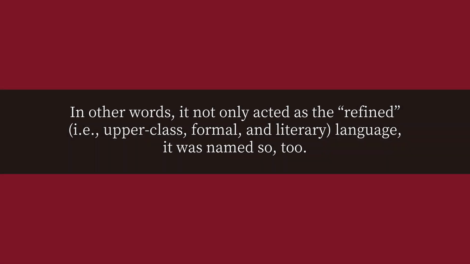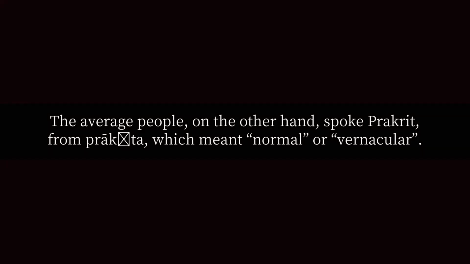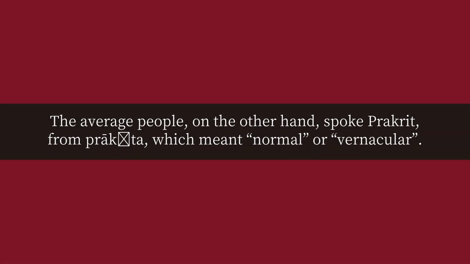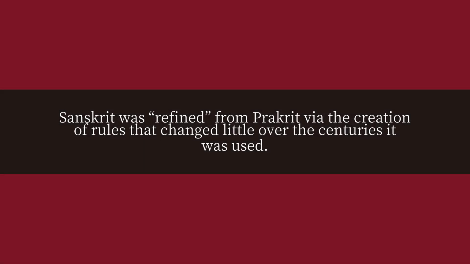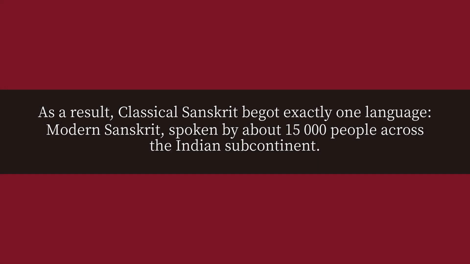In other words, it not only acted as the refined, i.e., upper class, formal, and literary language, it was named so, too. The average people, on the other hand, spoke Prakrit, from prākṛta, which meant normal or vernacular. This was the real, living sort, the fluid kind that changed and existed as a truly spontaneous language. Sanskrit was refined from Prakrit via the creation of rules that changed little over the centuries it was used. As a result, classical Sanskrit begot exactly one language, modern Sanskrit, spoken by about 15,000 people across the Indian subcontinent.